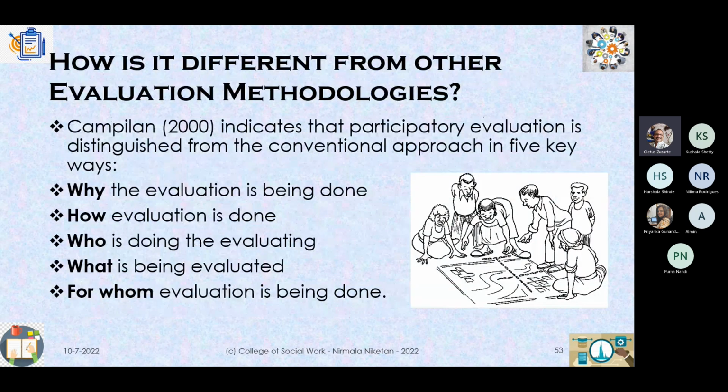So when we're looking at this methodology, how is it different from other evaluation methodologies? This author, Campian, says that participatory evaluation is different from other ordinary measures where a third-party evaluator simply comes and does an evaluation. Here you begin to look at why the evaluation is being done, how it is being done, who is doing the evaluation, what is being evaluated, and for whom the evaluation is being done.